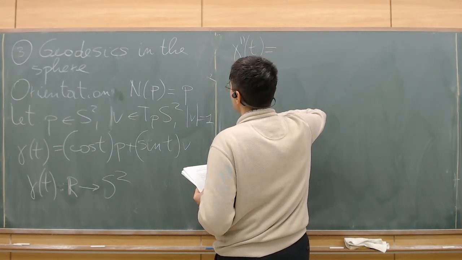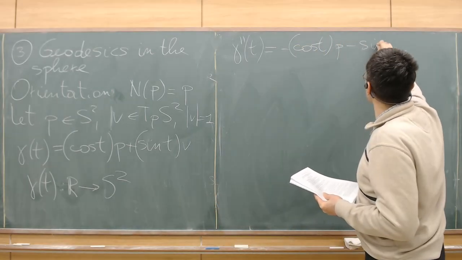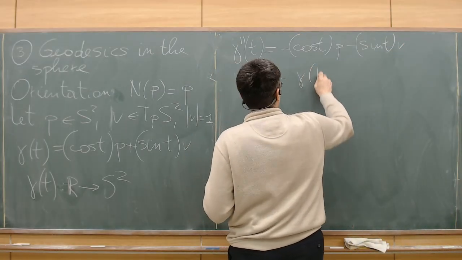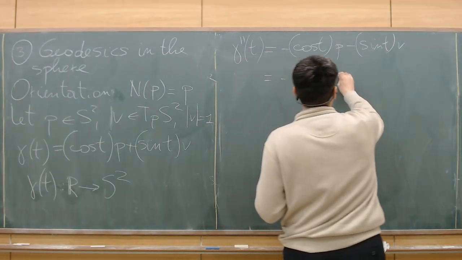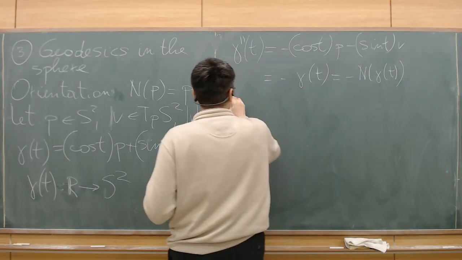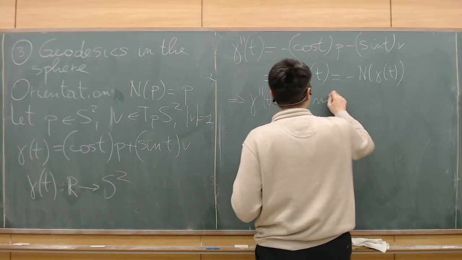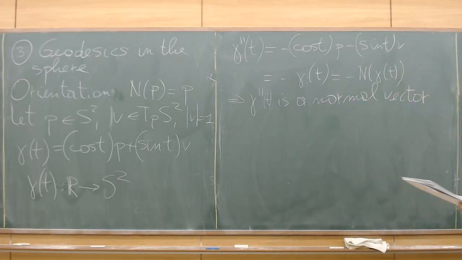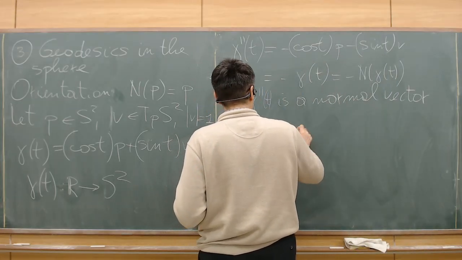But gamma second is minus cosine of t, P minus sine of t, V, that is minus gamma(t), which is also equal to minus N at gamma(t), which implies gamma second of t is a normal vector. So gamma is a geodesic.